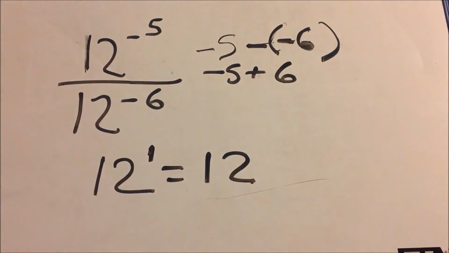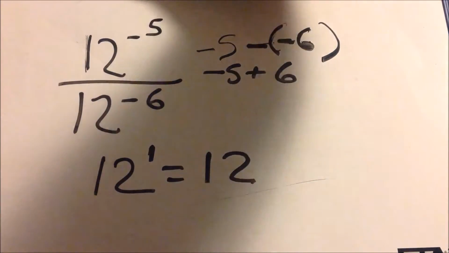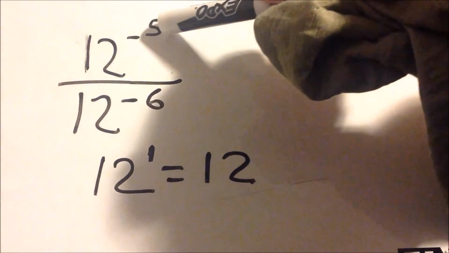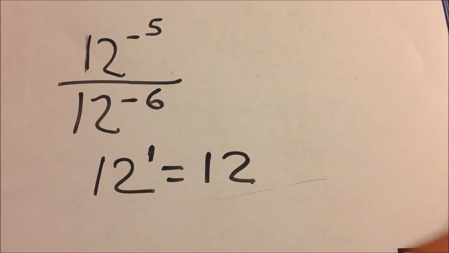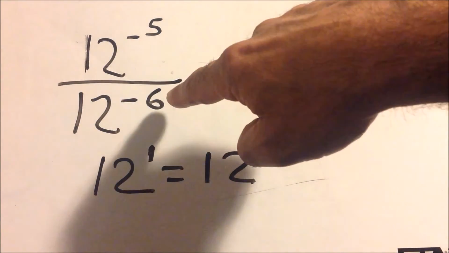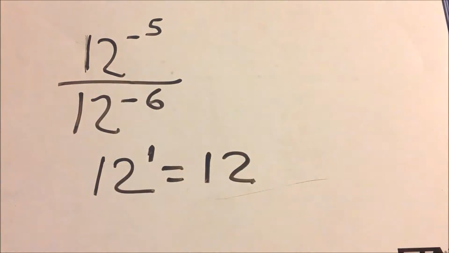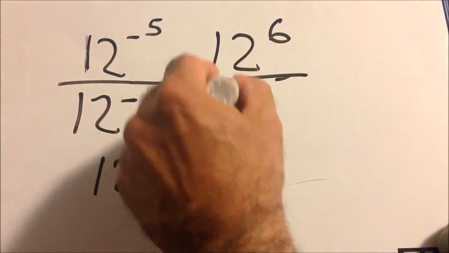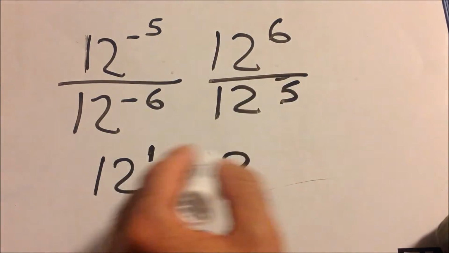Now, there's another thing we can do. If we remember the law of exponents, when you have a negative exponent in the numerator, you bring it down into the denominator, and it becomes positive. The same happens if you have a negative exponent in the denominator already. You bring it up to the numerator. So you could just flip this. You could say 12 to the 6th power over 12 to the 5th power. 6 minus 5 is 1. You get the same answer.